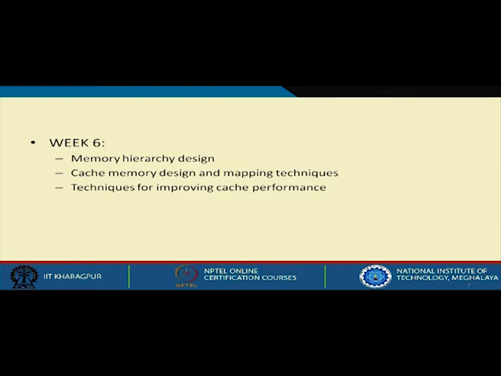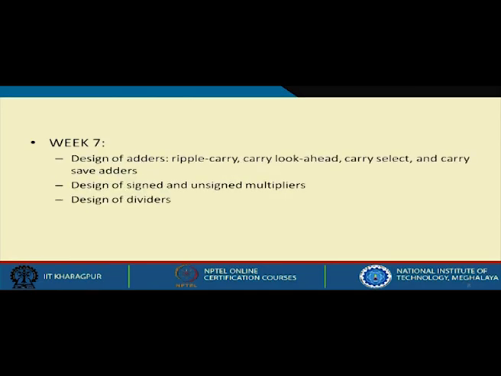Here we also discussed various techniques for improving cache performance. We discussed various mapping techniques, because if a memory is large and we are bringing some data from a large memory to a small memory, we need to understand which data we are bringing where. So the mapping techniques are very important, and we discussed all those techniques in detail. And finally, we discussed the various improvement strategies. Then, week 7.